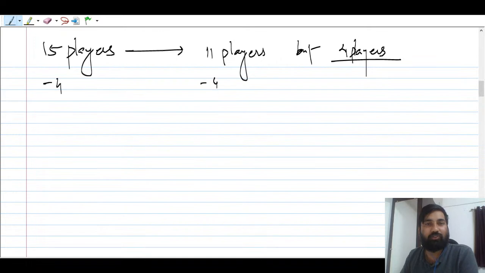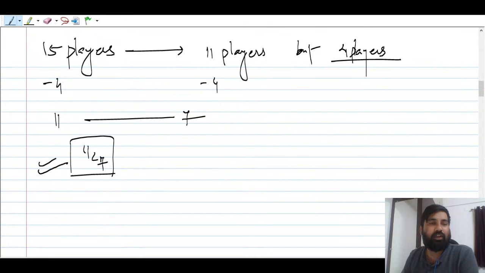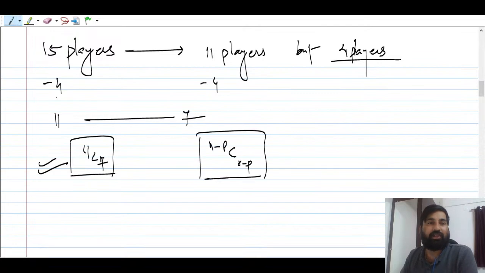-4 and -4 from both sides you have to. So it is nothing but 11 and it is nothing but 7. So now the answer will be 11C7. So instead of using this n minus p, C, r minus p, okay, better to count like this.